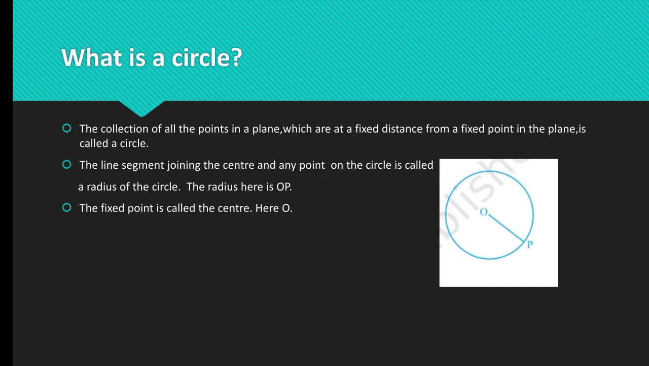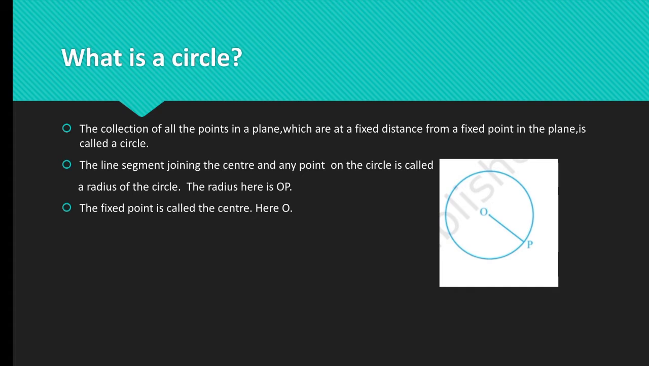So, what is a circle? The collection of all the points in a plane which are at a fixed distance from a fixed point in a plane is called a circle. Collection means gathering of points. The big circular blue line is the points which are gathered, and they are all at a fixed distance from the fixed point. The fixed point is the center O and the fixed distance is the circular blue line. And this lies on a plane. So, this is the full definition of a circle.